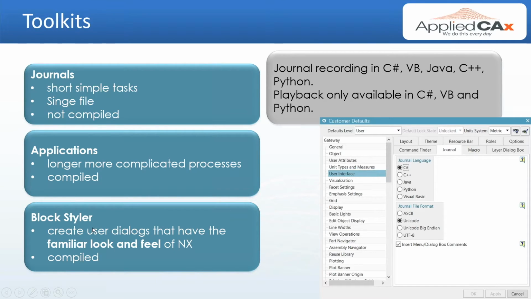And then you also have the block styler, and that's a toolkit that allows you to create dialogues that have the same look and feel of NX already. These are also compiled. So some of the technical limitations of journaling or advantages are, so journal recording is available in C#, VB, Java, C++, and Python. Playback is currently only available in C#, VB, and Python. So if you record it in Java, you do not have the ability to play it back.